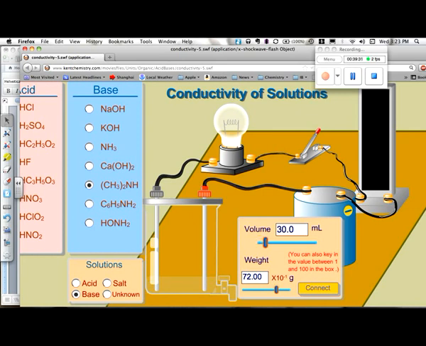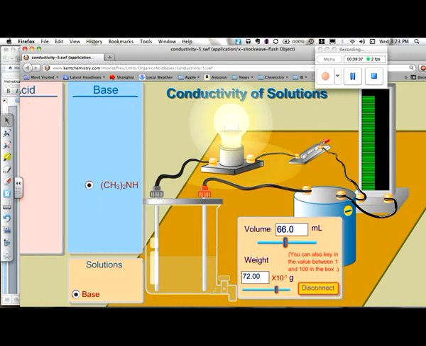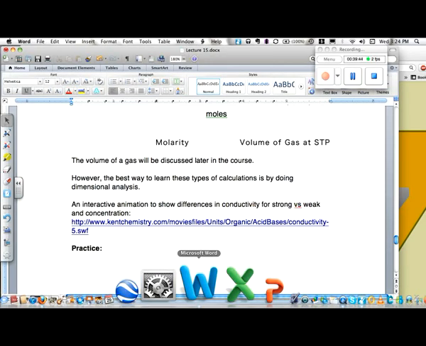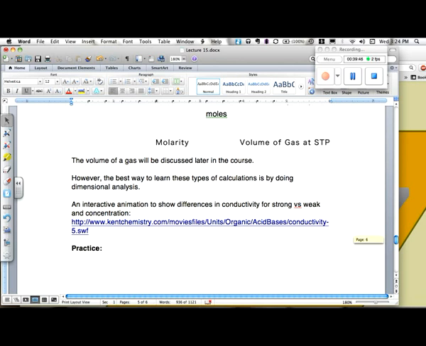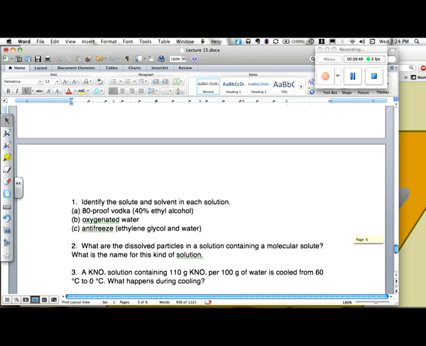And this is bookmarked, so you can play with it if you'd like. Connect. Much less conductivity, it's a weak base. You don't have as many particles. All right, back to the notes. Some practice, and then we're finished.